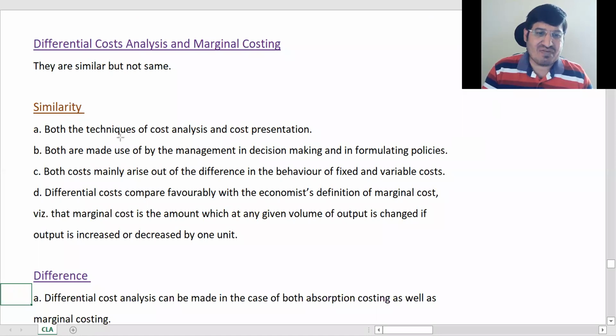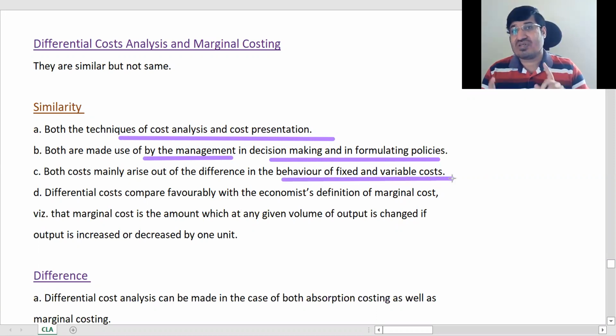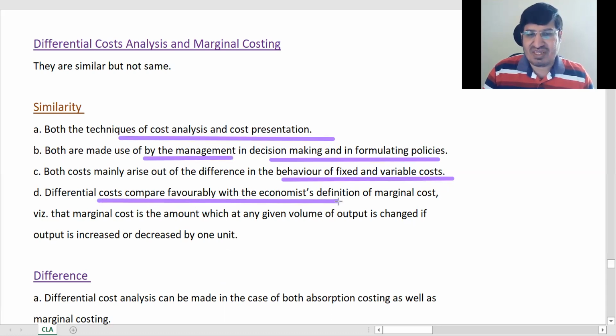Similarities: both are techniques of cost analysis and cost presentation. Both are used by management in decision making and formulating policies. And both use the behavioral analysis of cost, fixed and variable, because differential cost is also used for decision making and it also makes use of fixed and variable cost. Differential cost also compares favorably with the economics definition of marginal cost.